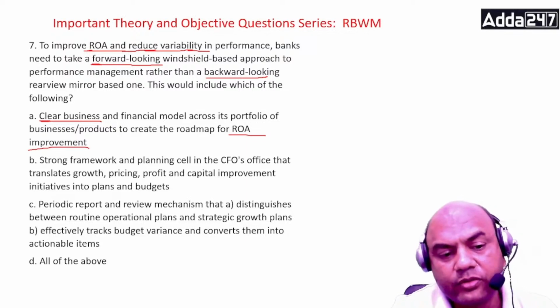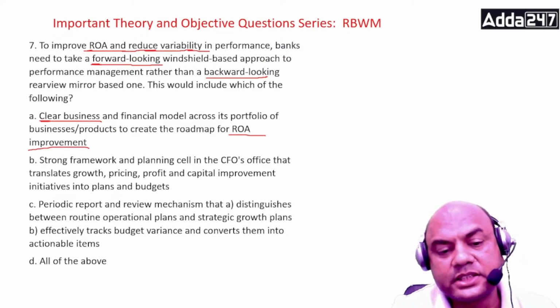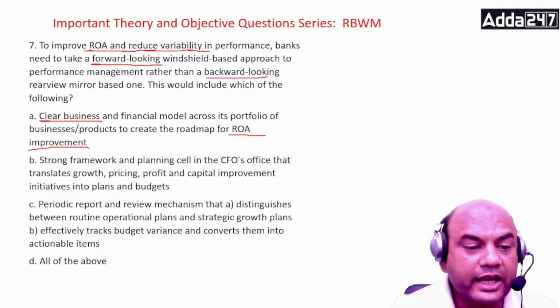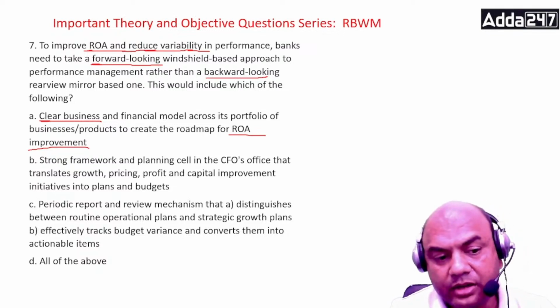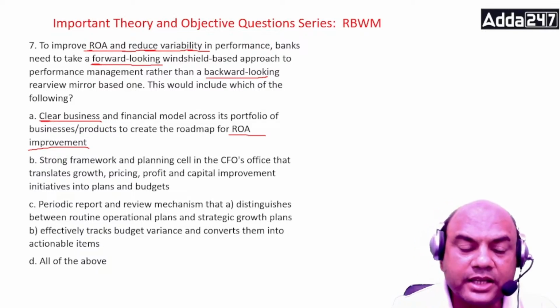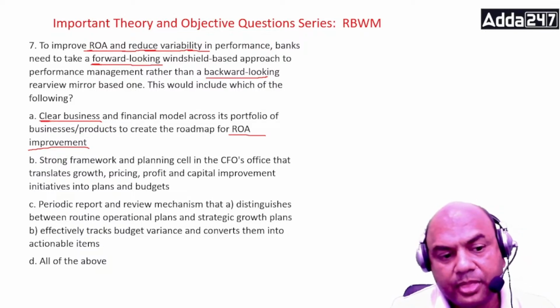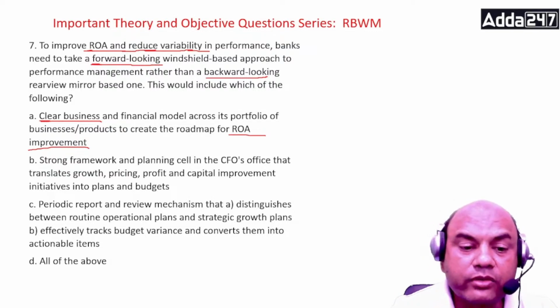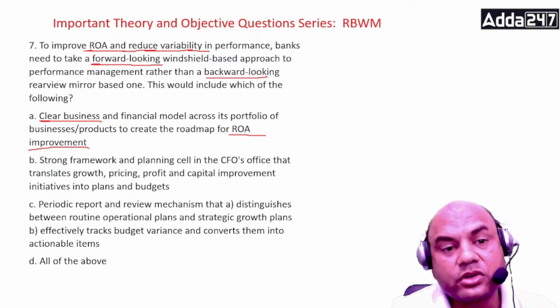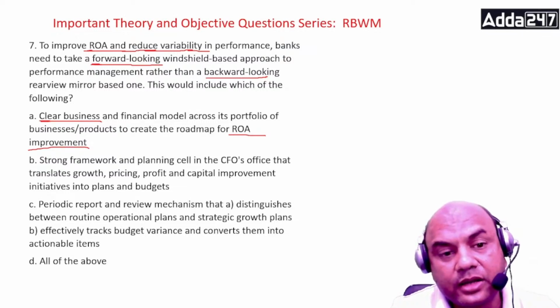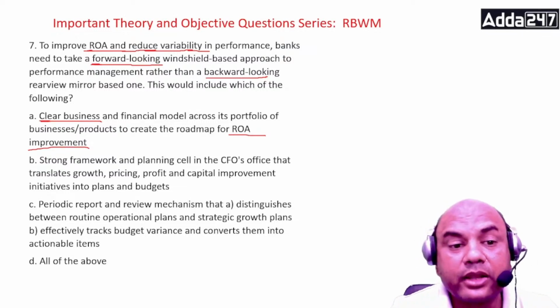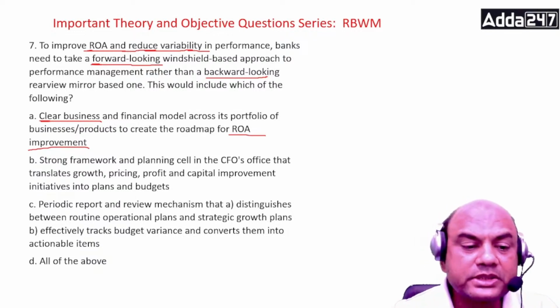Second is a strong framework and planning cell in the CFO's office that translates growth, price, profit and capital improvement initiatives into plans and budgets. So what do you mean by this? Strong framework and planning cell. There should be a strong framework at the top level. Planning should be done at the top level very strongly, at the minutest level.